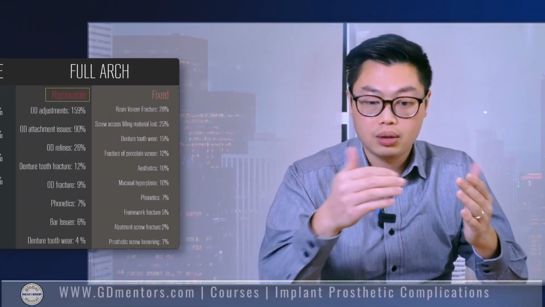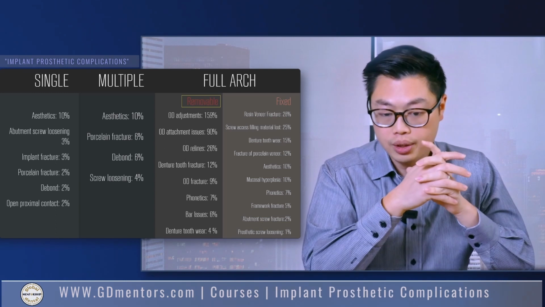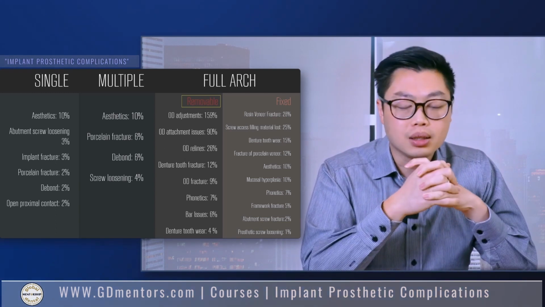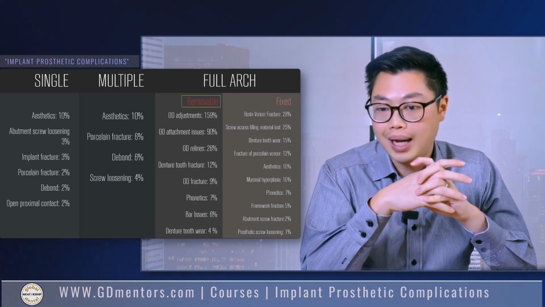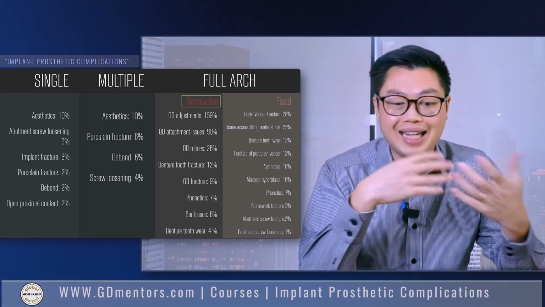So that's the most common issues we see with full arch fixed restorations on implants. The last part of this lecture is talking about removable prostheses. And this part is much faster because a lot of these are related to dentures. So most people here should know how to troubleshoot denture issues.